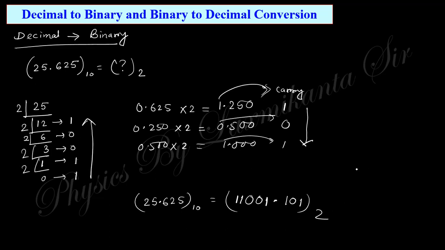I think you are clear about decimal to binary conversion. As your homework, you can try yourself 91.0125 in decimal converted into binary. Just your homework.